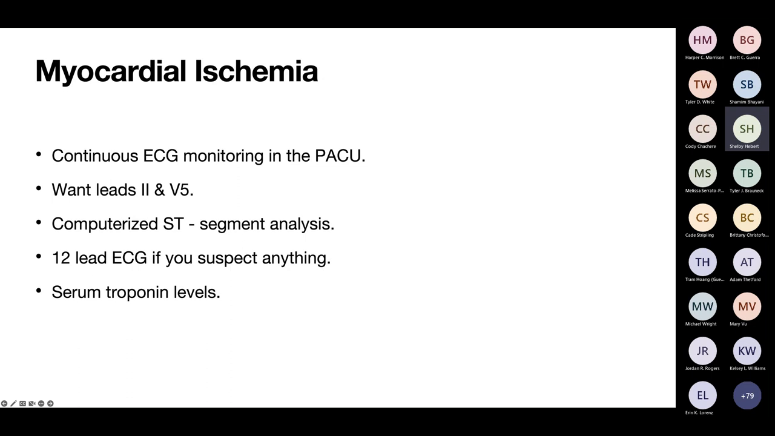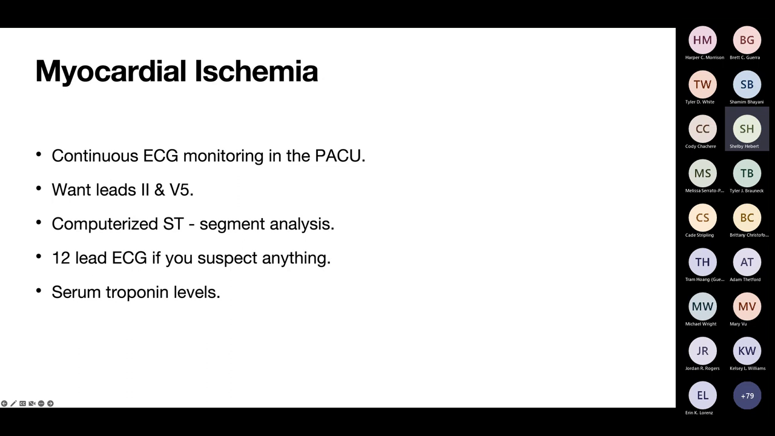Things that may help you out is using the computerized ST segment analysis. The downside is it comes pre-programmed, so it may not necessarily fit every patient, but certainly if you walk in there and it's showing ST segment alarms, take a look at that EKG, see what's going on. If you're ever in doubt of the EKG or trying to figure out what's going on, get a 12 lead. It's not a very big deal to do. It doesn't cost a whole lot, and it gives you a true picture of what's going on with your patient.